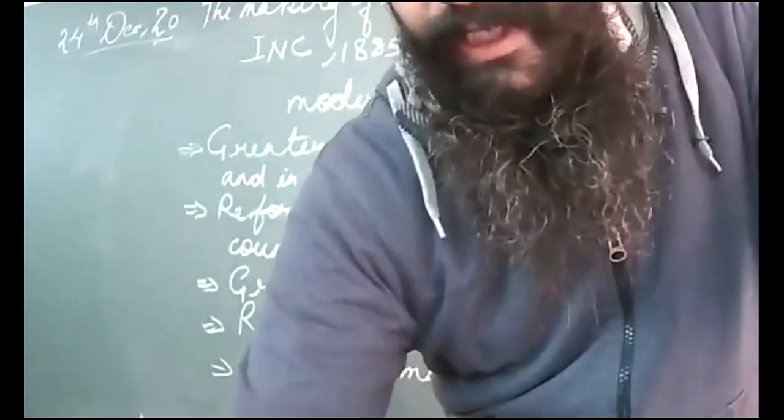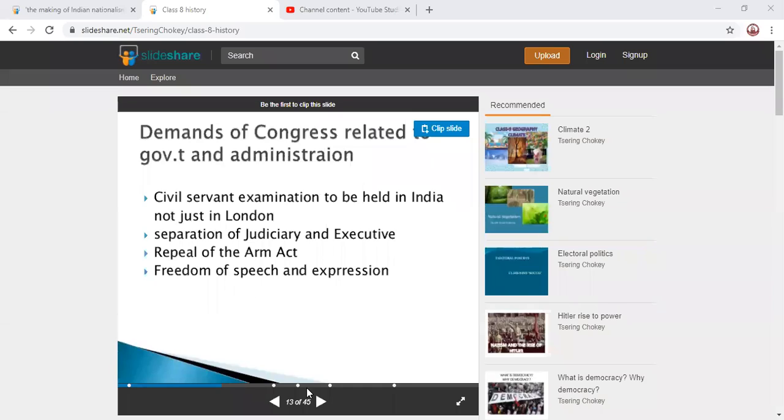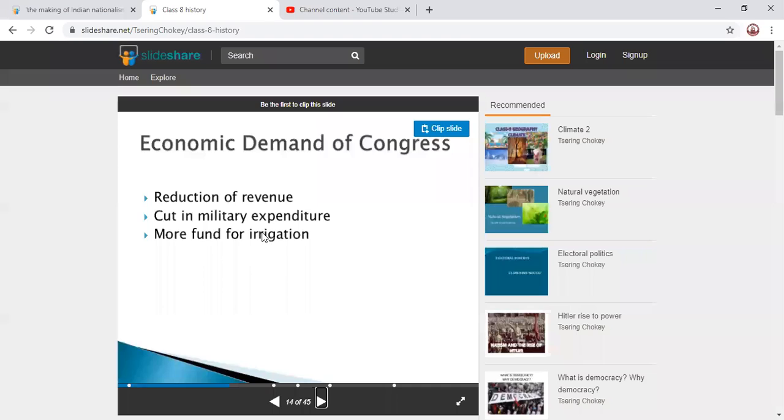There were some other economic demands of the moderates, like a reduction of revenue and more funds for irrigation. These were also the demands of the Congress, but the Britishers did not allow them. They did not confirm all these demands.